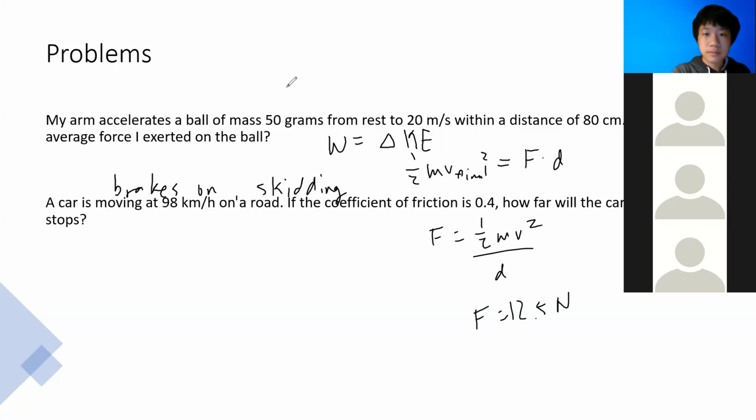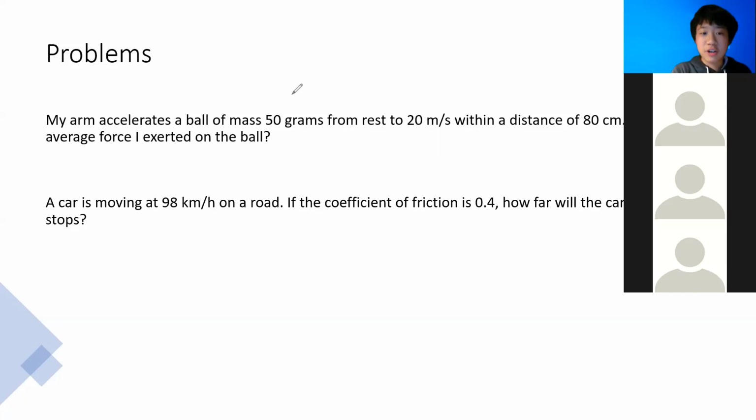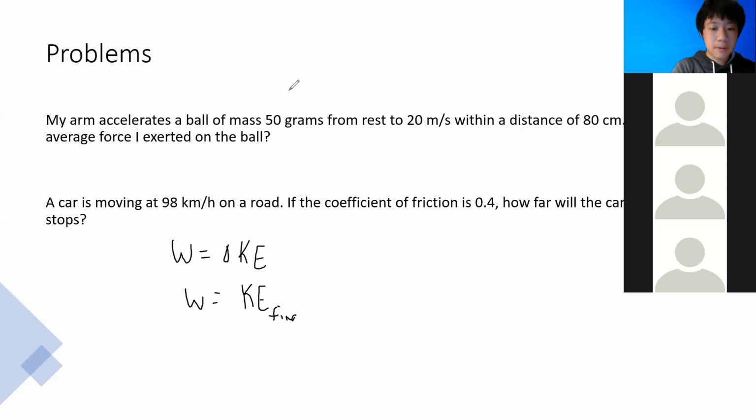So now for the second one, a car is moving at 98 kilometers per hour on the road. The coefficient of friction is 0.4. How far would the car travel until it stops? So once again, we could use the kinematic equations for this one, but energy makes things a lot easier once again. So we're going to use the equation again, work equals change in kinetic energy. Or in other words, you could use work equals the kinetic energy of the final situation minus the kinetic energy of the initial.